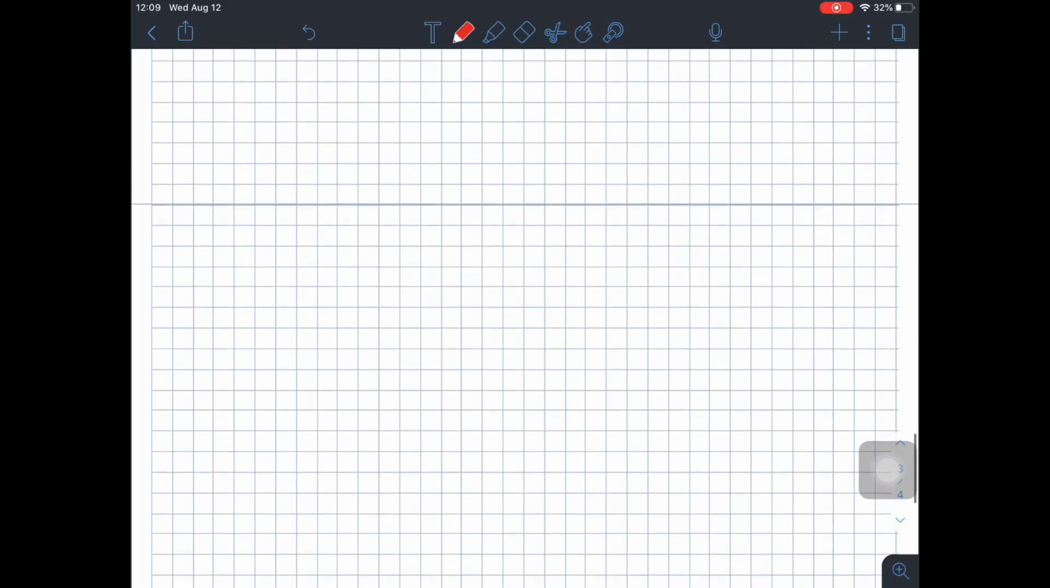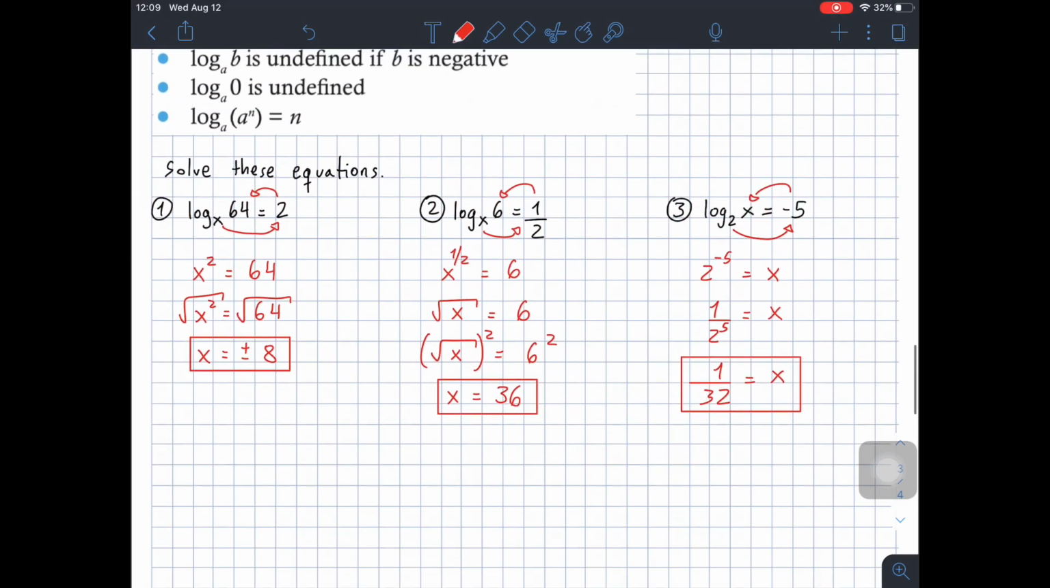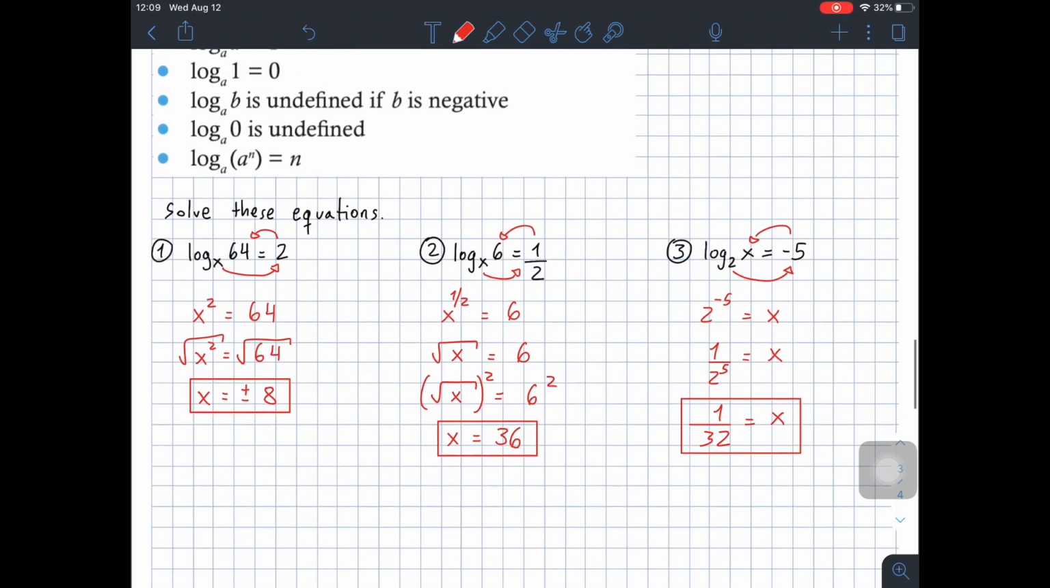Okay, so these are just some examples of how we apply logarithms. We're going to see more exercises about this later on. I hope this was clear, and if not, please let me know.